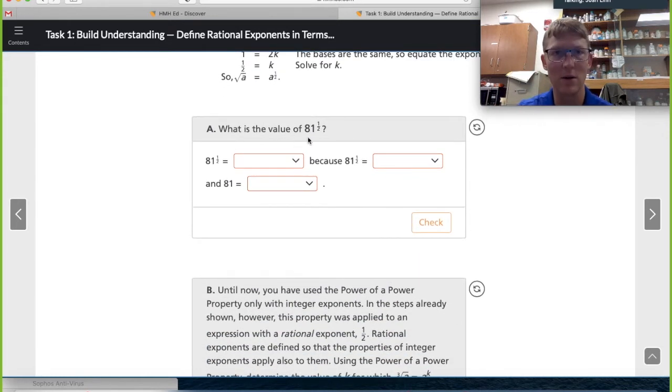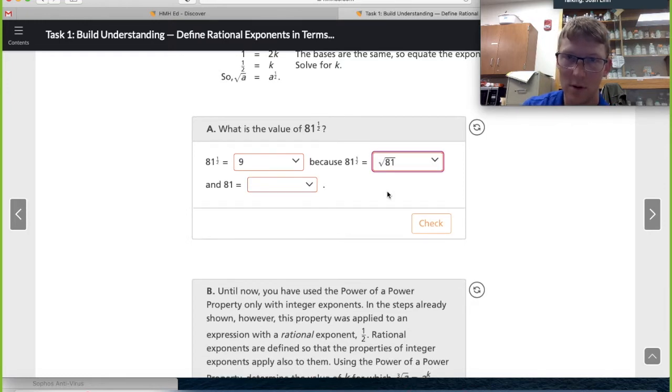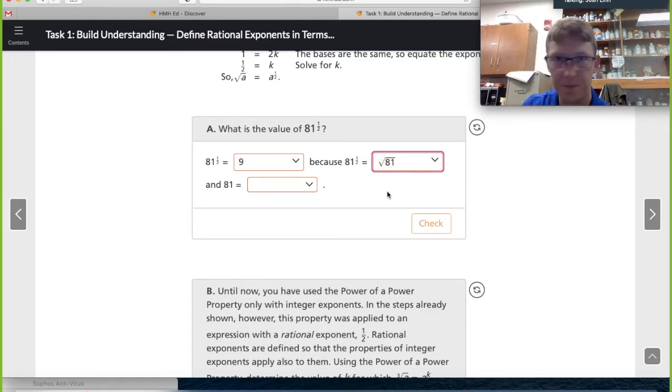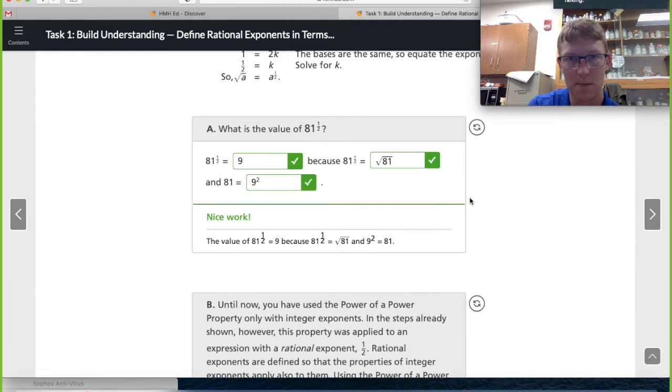What is the value of 81 to the power of 1/2? 81 to the power of 1/2 is equal to 9, because 81 to the power of 1/2 equals the square root of 81. And remember, the square root is also kind of like having a 2 right there. And 81 equals 9 squared. So it works with 81 as well.